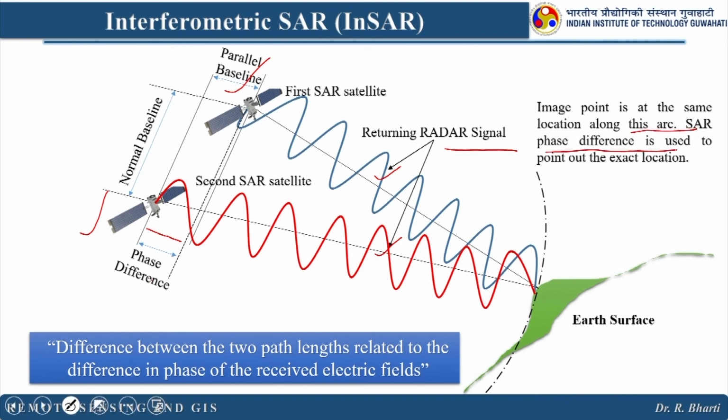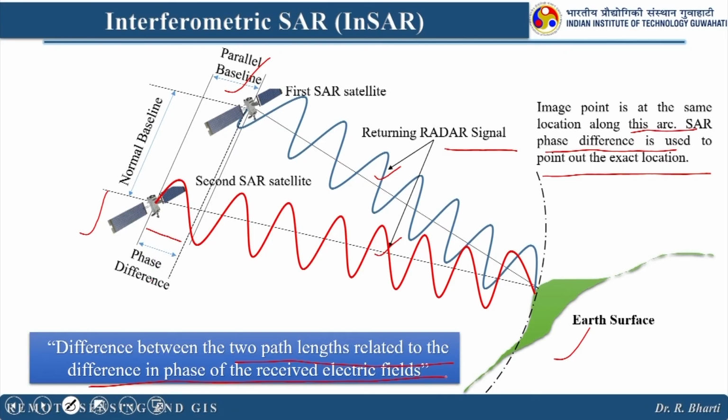SAR phase difference is used to point out the exact location, because in DEM generation you need to be very sure about the location, and basically the accuracy has to be more. This is our earth surface. So, the difference between two path lengths is related to the difference in phase of the received electric fields, right.